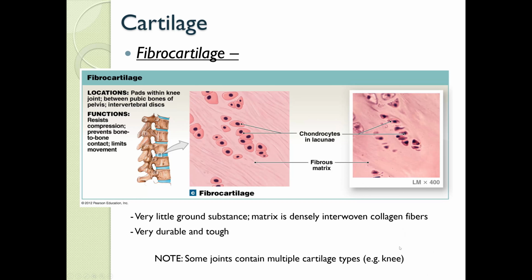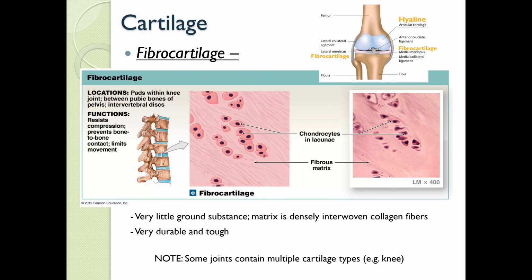And keep in mind that some of your joints can contain multiple cartilage types, for example, your knee. And we're going to talk about joints later on when we get to the skeletal system. But just to give you an example, this is a picture of your knee joint up here at the top. And hyaline cartilage, remember, actually lines the ends of the bones. So you have hyaline cartilage at the end of your femur, and you also can't really see it, but there's a thin layer of hyaline cartilage at the end of the tibia.